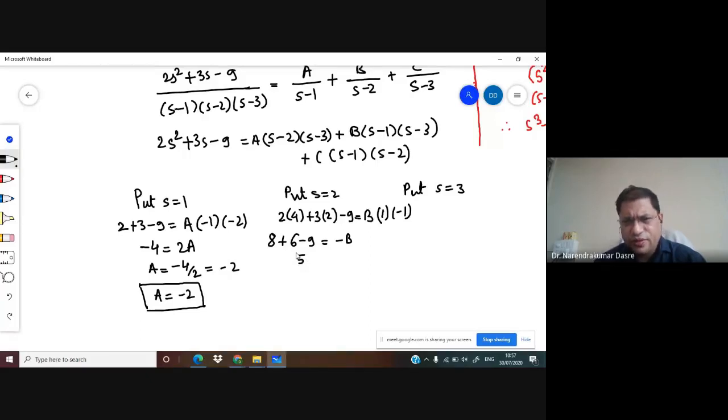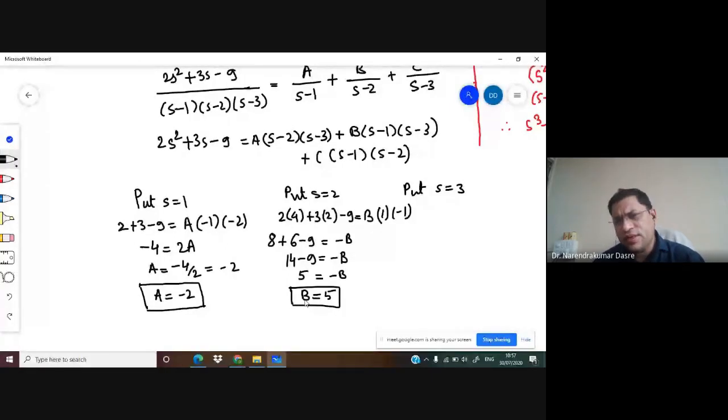So this is going to be 14 minus 9 is equal to minus B. And this is going to be 5 is equal to minus B. So we got B is equal to minus 5. Okay, that's the short we have.